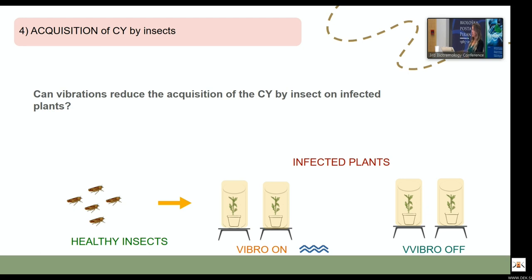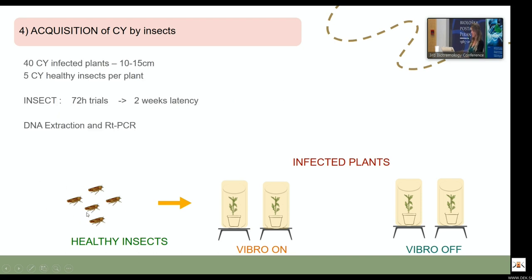Then, lastly, we also wanted to understand if the vibrations could reduce the acquisition of the phytoplasma by the insects when they were feeding on infected plants. So this time, the treatments were inverted. We had infected plants with the phytoplasma and healthy insects. The experimental design was the same, so we would have vibration on and vibration off, of course. And we were inserting 5 insects per plant, healthy insects, and we left them 72 hours in order to acquire the phytoplasma. And then we removed the insects from the plant and gave them 2 weeks for the latency.